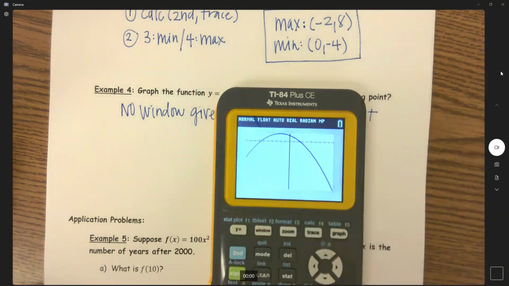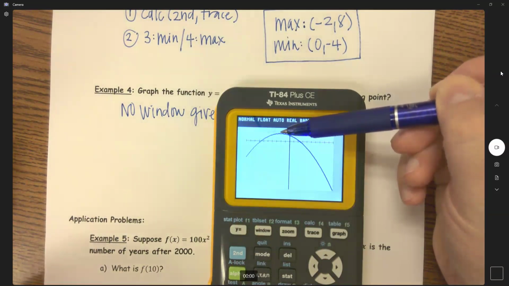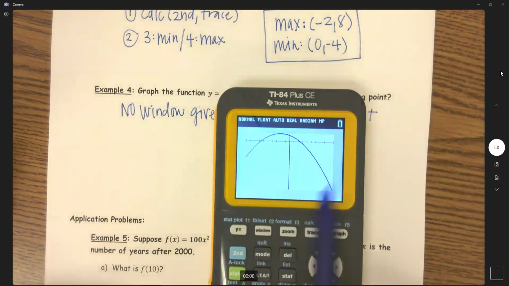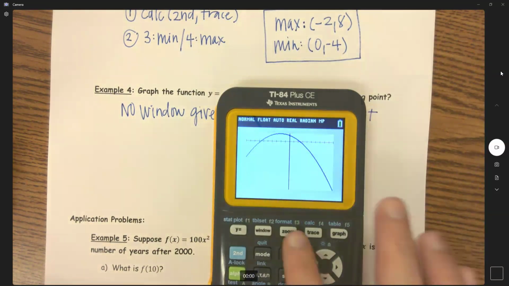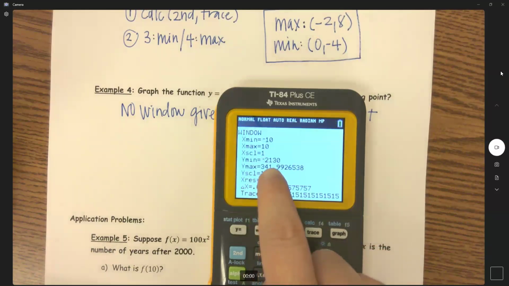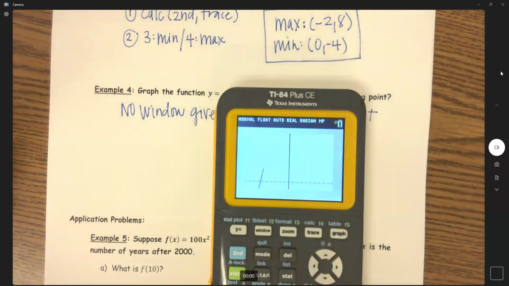Now, I can get what I need from here, to be honest with you. My turning point's up here, but don't be afraid to kind of play around with that window. If this is the turning point that I need, I really don't need any of this extra space down here. So if I go back into my window, my Y min is incredibly large. I'm going to change it to a -50. And now my graph looks a little bit better. Again, I didn't have to do that, but if you want it to fit in that window a little bit better, I got rid of a lot of that space that we weren't using.